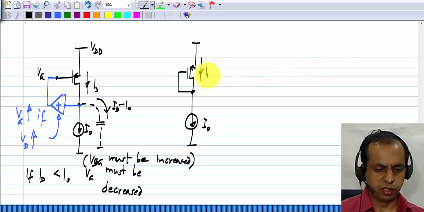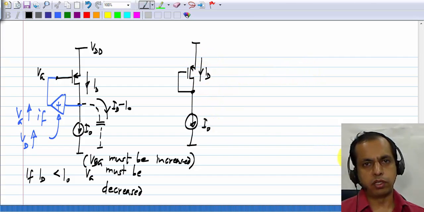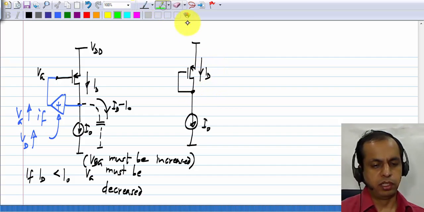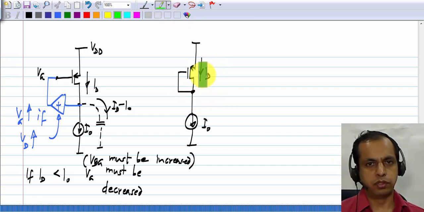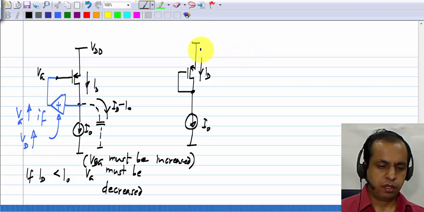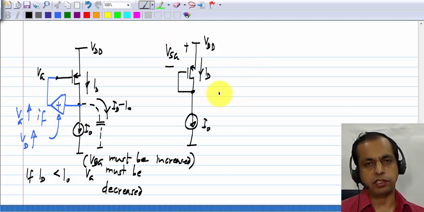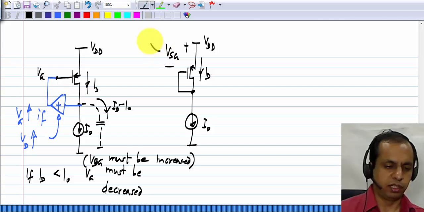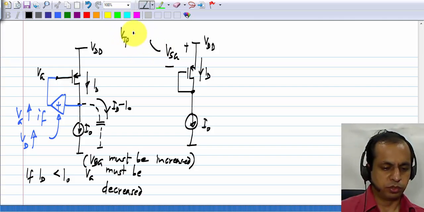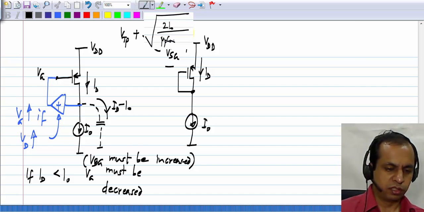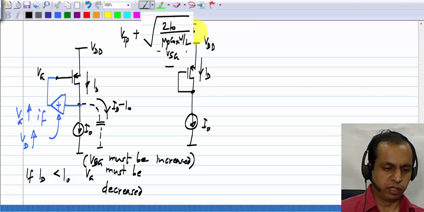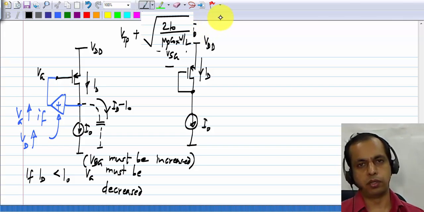In this case, you know that ID will be equal to I0 in steady state. Okay, in steady state meaning this voltage is not changing anymore. And if this is VDD, this VSG will be adjusted such that drain current ID equals I0. In other words, VSG will be equal to the threshold voltage plus square root of 2 I0 by mu p Cox W by L. Exactly the same as what we had in case of the NMOS transistor. That will be the value of VSG.